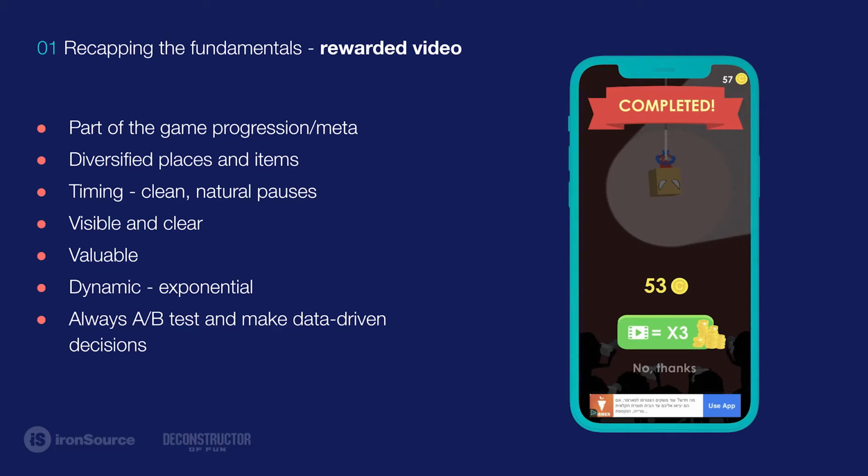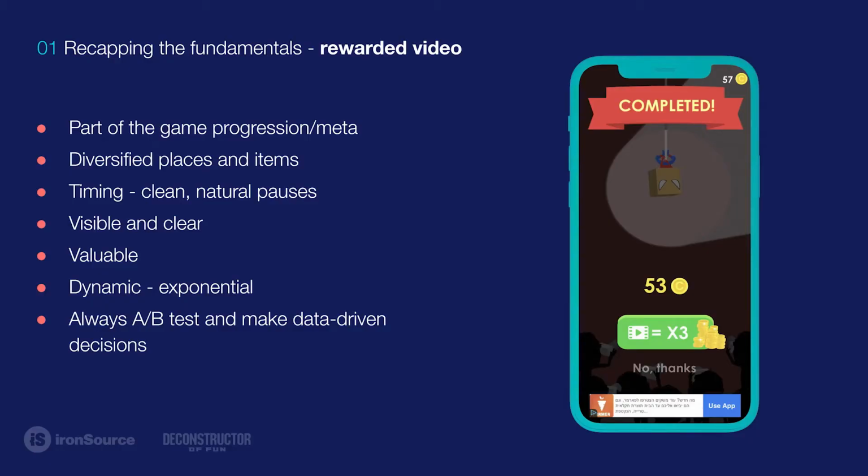It needs to be dynamic and exponential in the sense that when you're playing a game in level 5, you may need $100 to buy an item, but once you advance to level 150, $100 is no longer attractive enough. So in order to keep the users engaged as they advance and as the economy of the game becomes more expensive, the reward needs to be exponential. And in the end of the day, always A/B test, right? A/B test, make data-driven decisions, and don't just go with your gut feelings because a lot of times we may be wrong. All right, now let's talk about interstitials.